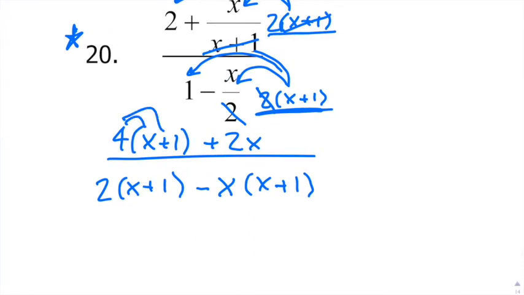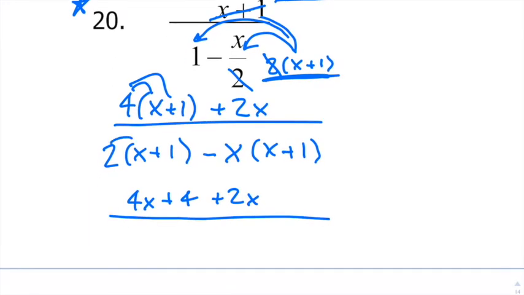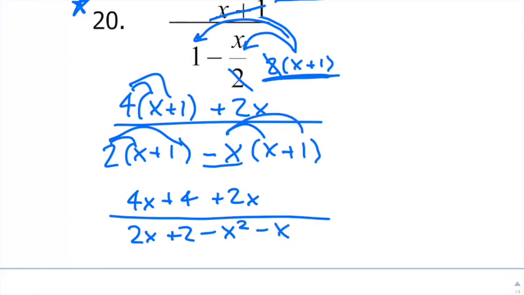Now I'm going to go here and start cleaning some of this up. I'm going to distribute there. That's 4x plus 4. Then I guess you got plus a 2x. We'll go and combine like terms here in a second. And then distribute 2. That's 2x plus 2. And then negative x times x is negative x squared, actually. And then minus x in the denominator.